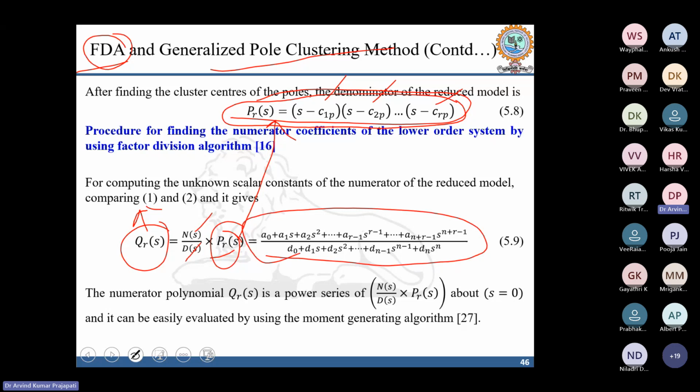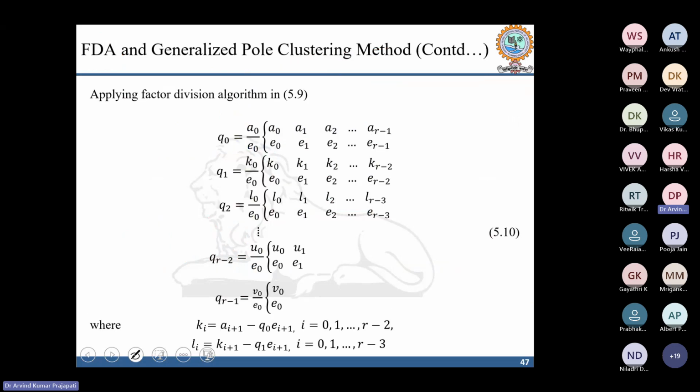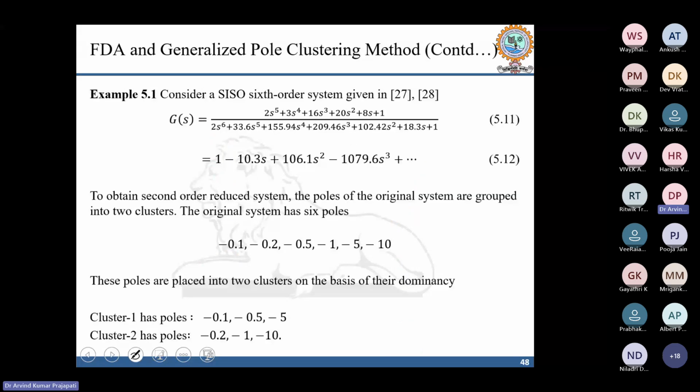If you do the multiplications, you will get this transfer function, and then if you expand this transfer function about s equal to 0, you will get the coefficients a0, a1, a2, and then you can use these formulas given here. By using these formulas, you can construct this modified Routh table, and then you can calculate the coefficients of the numerator polynomial q1, q2, up to q(r-1). Once you have calculated the numerator, you have calculated the reduced order model.